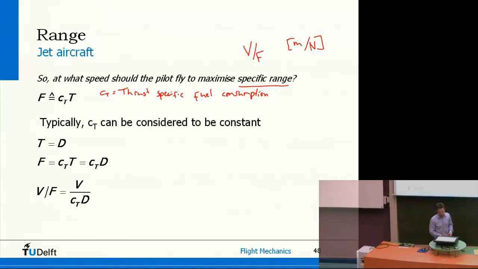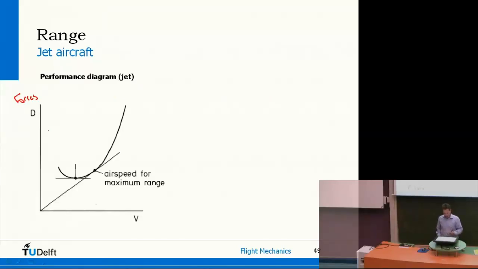Okay? If I would draw that in a performance diagram, forces versus airspeed, then if this here is aerodynamic drag, and it depends purely on this lift drag polar, then maximum range, if I want to have D over V minimum, that's actually this point here.